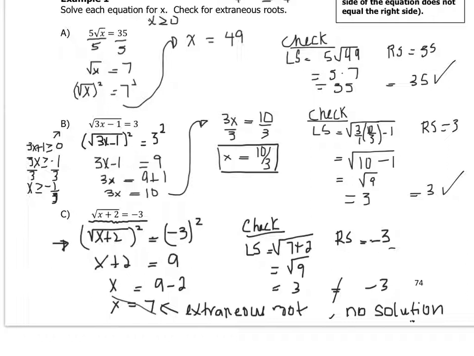This one here, restrictions for C, we don't really have a whole lot of space there, but if we did the restrictions for C, you need what's under the root sign to be positive. So x plus 2 would have to be greater than or equal to 0. x would have to be greater than or equal to negative 2.